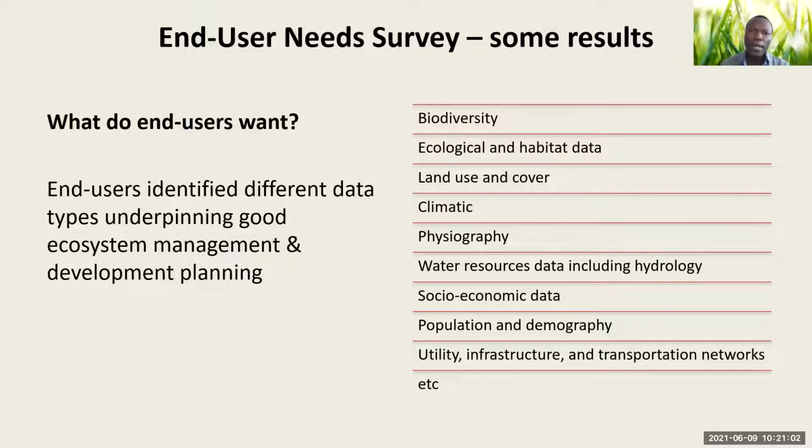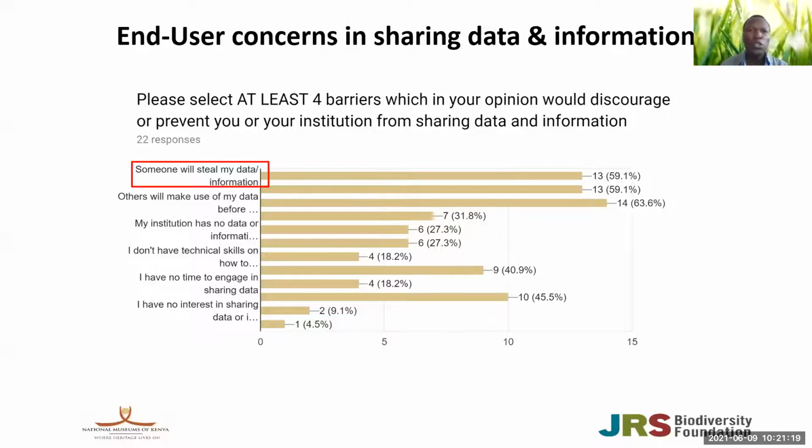So our job also was to see, okay, from the wishes, what can we provide, or what can be prioritized so that we can meet the user needs. We were also looking at what are some of their concerns and barriers in terms of sharing data and information. And they gave quite a number of barriers that would hinder them, or that they were concerned about.